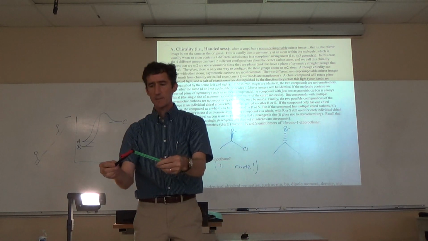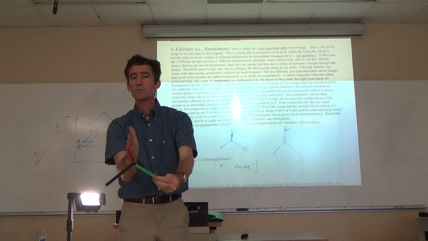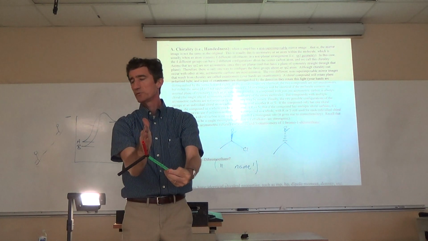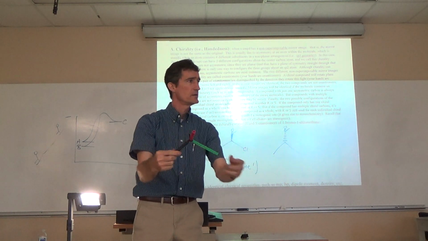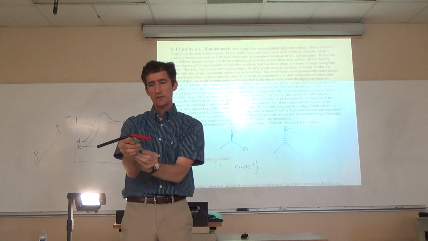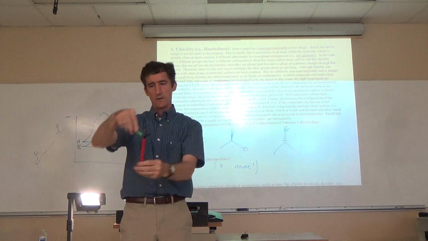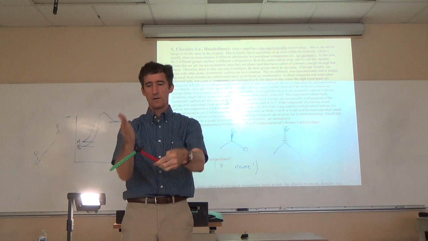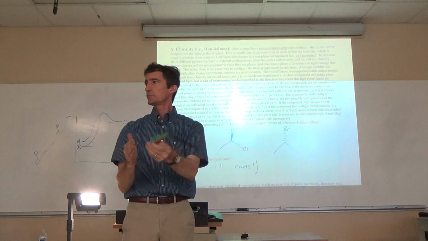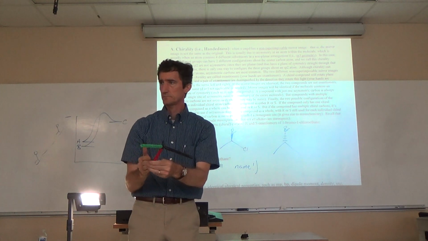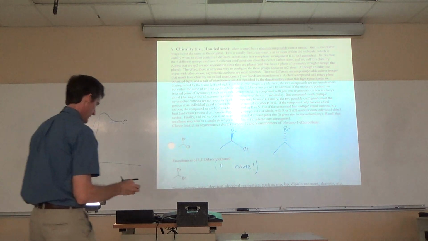Plane of symmetry? How about right through here? Half a red on one side, half a red on the other. Too bad. Black over here, green over here. No. Well, let's turn it here. You will never have a plane of symmetry. Okay?